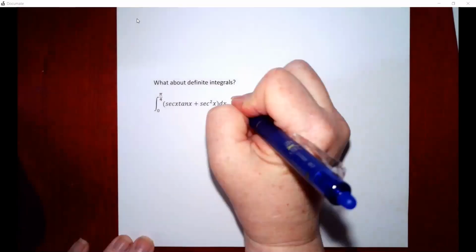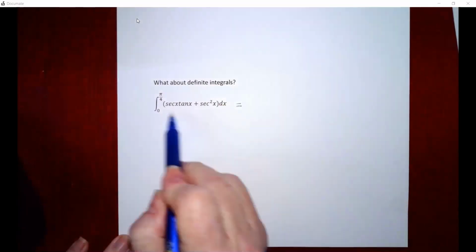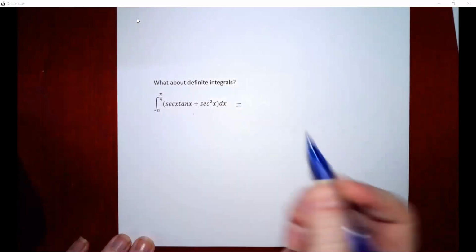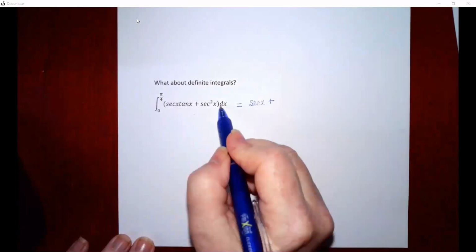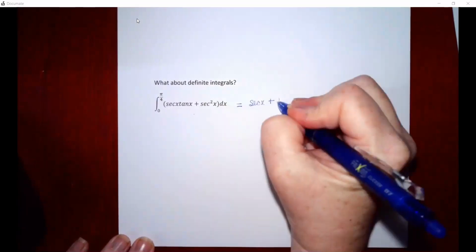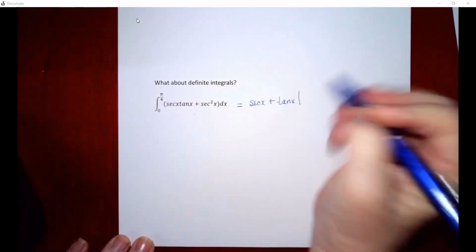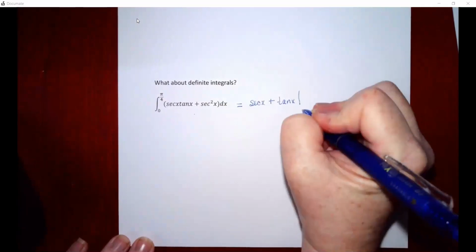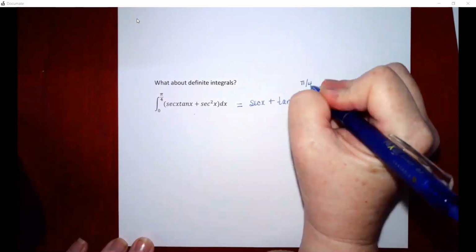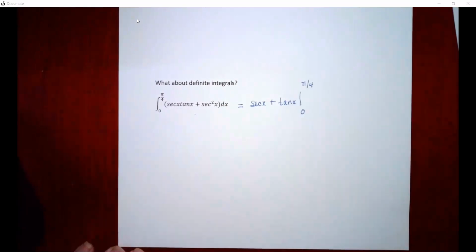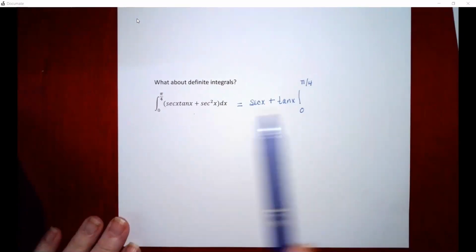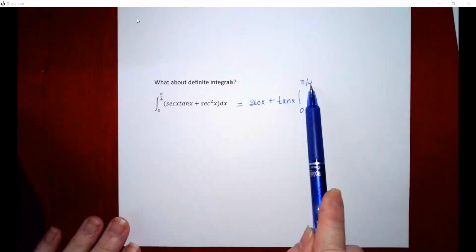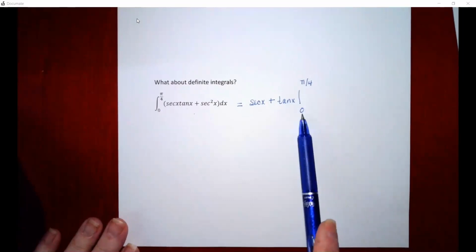Remember, what we do is the indefinite integral part. The integral of secant x tangent x is just secant x. The integral of secant squared x is tangent x. And then we evaluate that from 0 to pi over 4. Remember, we're using the fundamental theorem of calculus, where we take the indefinite integral, and then we plug in the top limit and subtract what we get when we plug in the bottom limit.